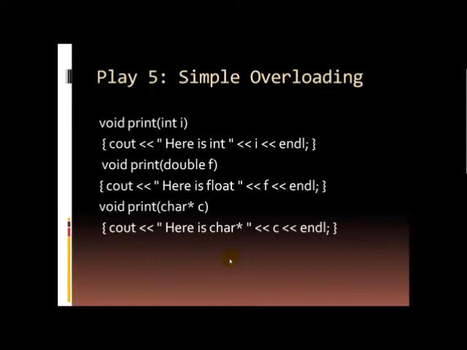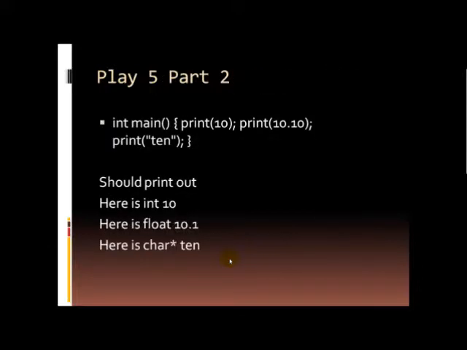What we do is go to the second part. In the main, we have three different print function calls. Now, what's going to happen is the overloaded function is going to decide which one to use based on its parameters. Since the first one was an int, and we give it an int, it's going to say, hey, this is an int. The char function and the double function do not work for this. So since I have an int function, I'm going to use it. And the program prints out, here is int 10, as we saw earlier in our function.